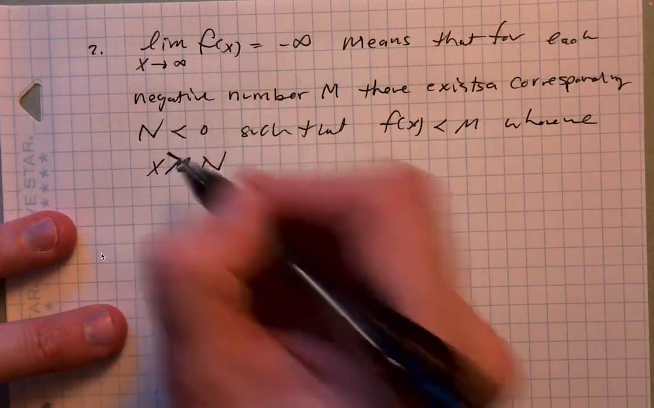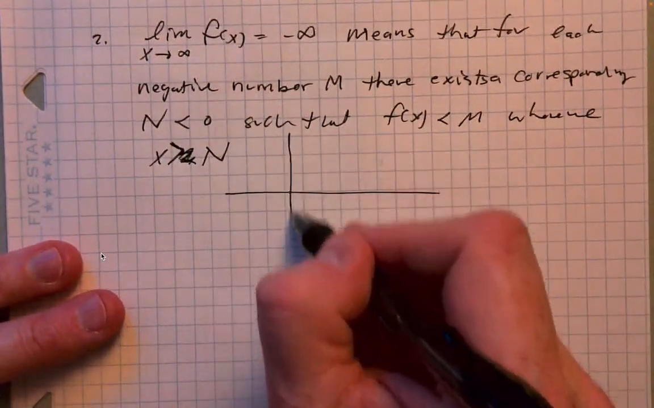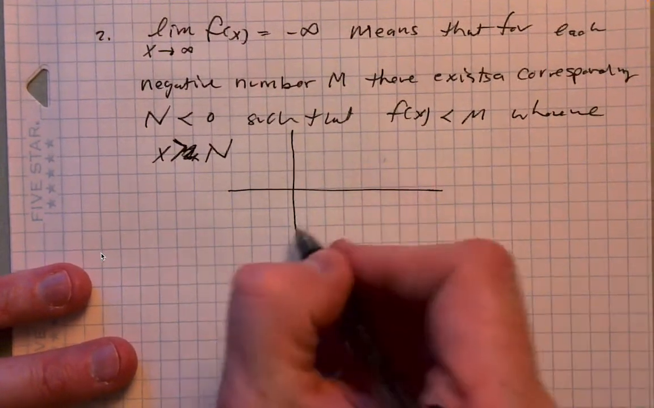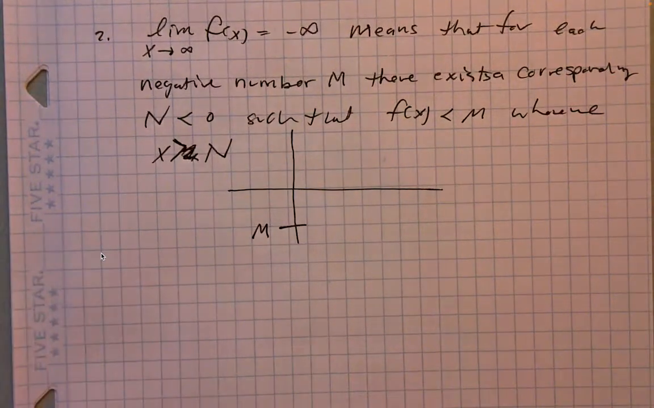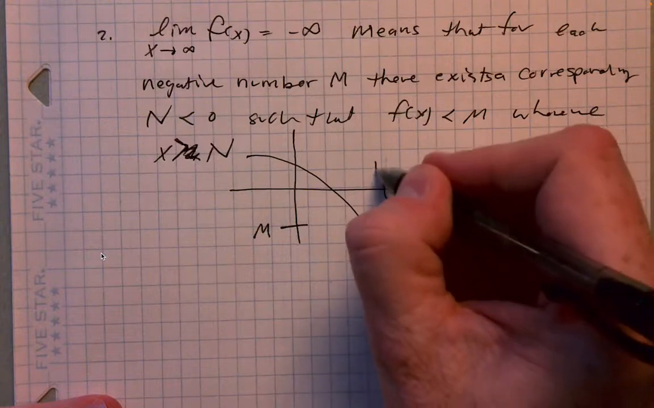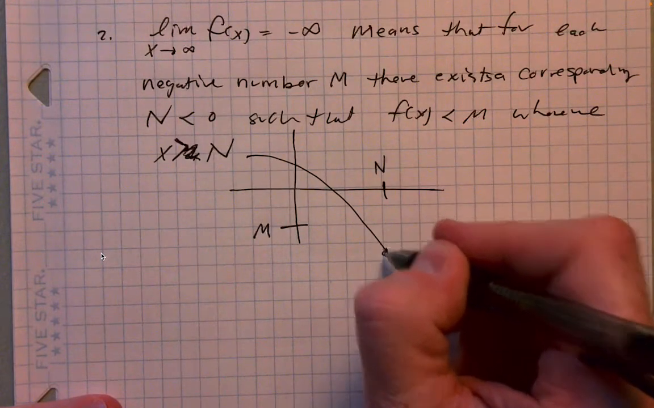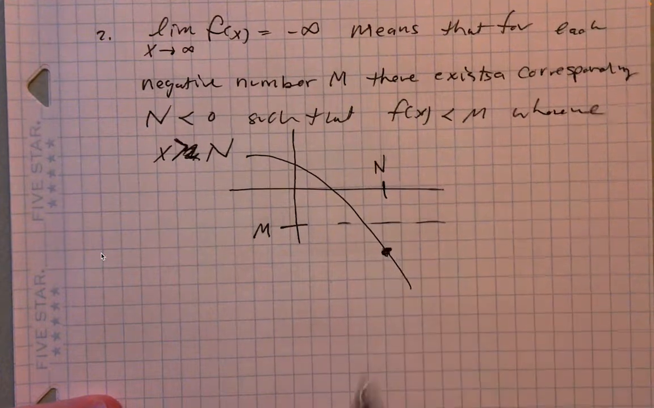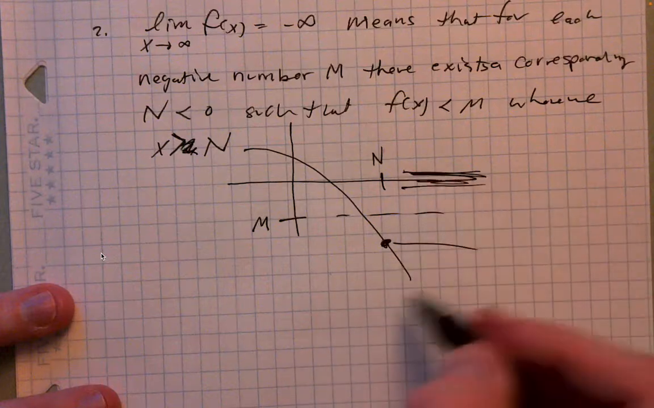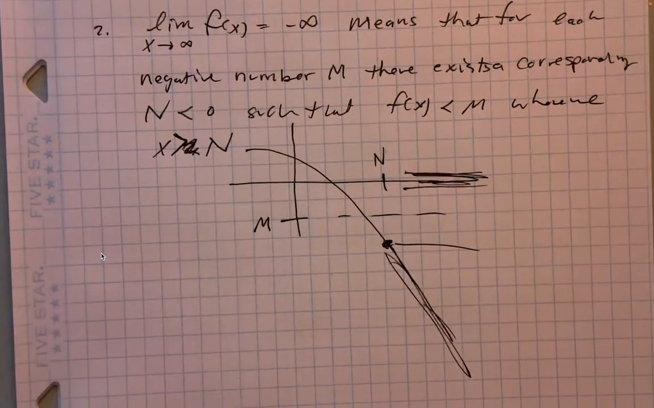So here's our function. If you give me some negative value m, and the function does something like this, all I have to do is find some n out here such that the value of the function is below m for all x greater than n. So all these x's out here produce values of the function that are further down than m. They're closer to negative infinity than m, if that's even an appropriate way to say that. So that's the idea here.